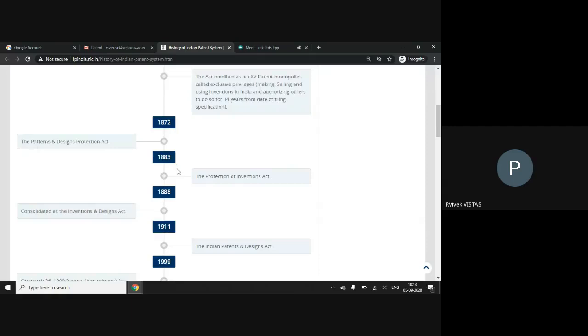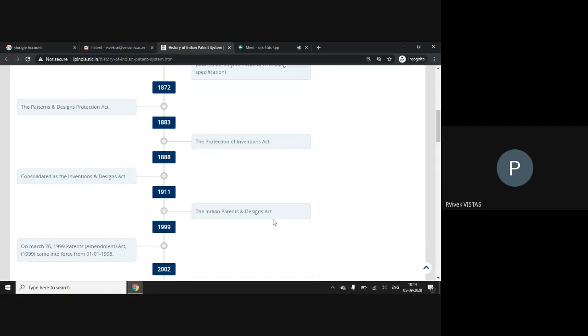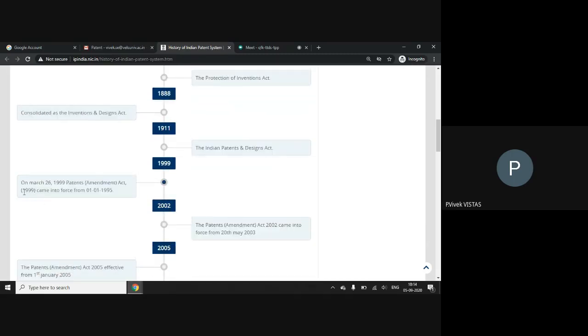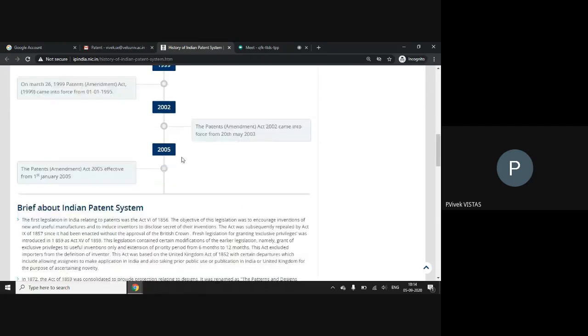Then in 1883 the Protection of Invention Act was framed, and in 1888 consolidated as the Inventions and Design Act, ரெண்டையும் சேர்த்து வச்சு they have created. And the 1911 Indian Patent and Design Act was framed. In 1999 on March 26 Patents Act came into force, which was effective from 1st January 1995. In 2002 the patents came into force from 20th May 2003, and later on, in 2005, the Patents Act 2005, which was effectively followed from 1st January 2005.